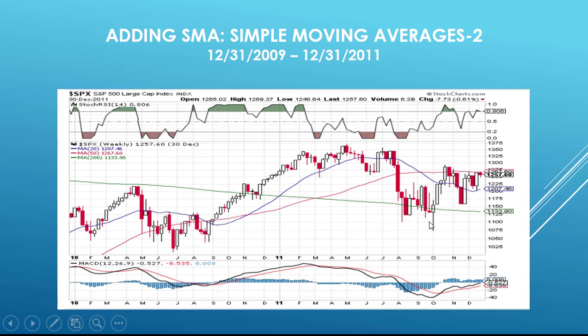Here we're going to take a look at some simple moving averages from December 31st, 2009 to December 31st, 2011. Once again, the 20 day is in blue, the 50 day is in red, the 200 day is in green. I get a crossover here, the 20-day moving average coming above the 50-day moving average. This would indicate a bullish period.